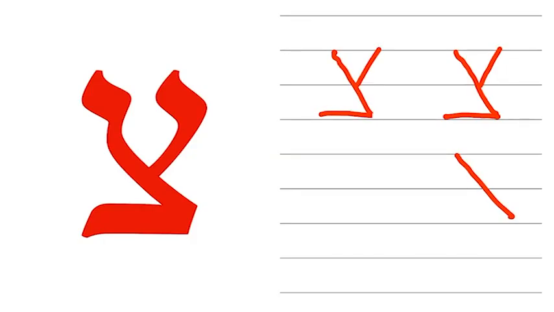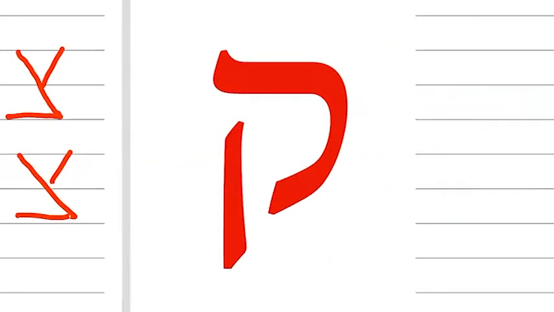Tsade. Tsade is formed by making a backslash to the base, running the line in the opposite direction on the base, and then connecting it midway down with an angled line. Backslash, run it along the base, connect it with the arm. One more, backslash, run it along the base, connect the arm. That's the tsade, the TS sound in Hebrew.